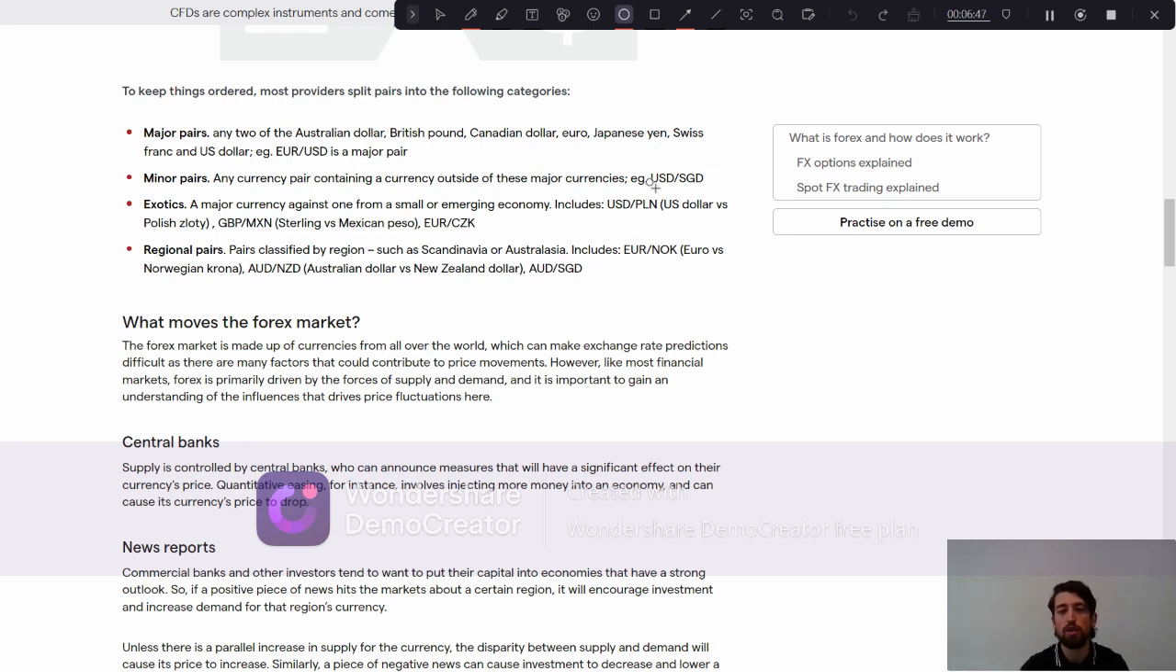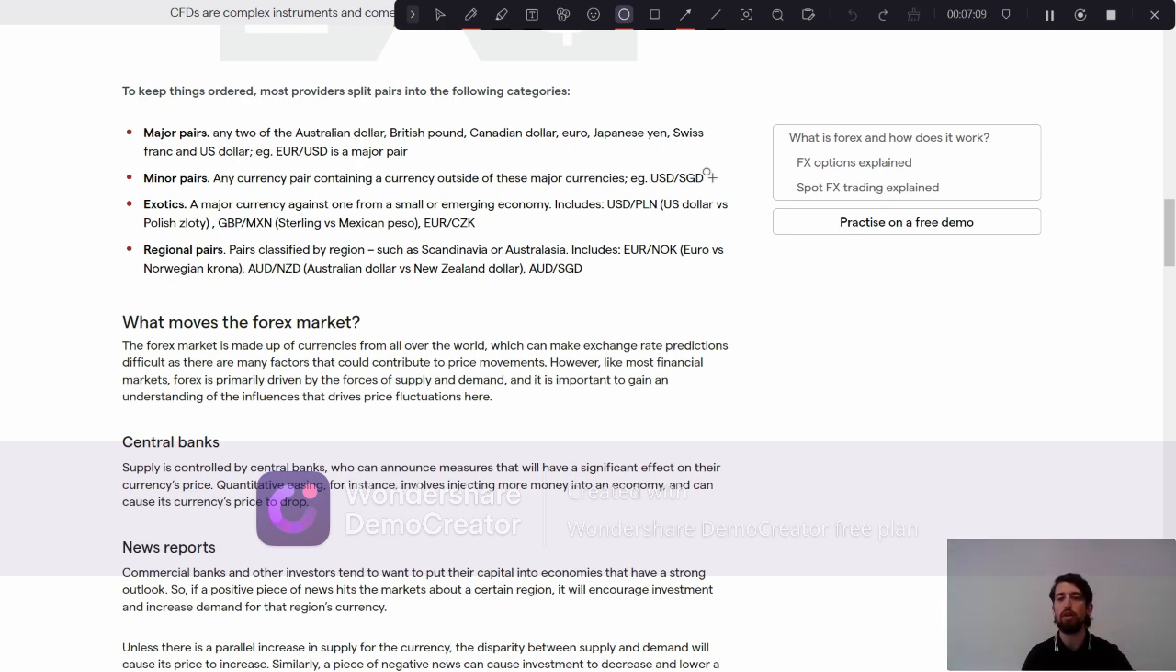I'm pretty sure the SGD is the Singaporean dollar, but we would also say that these pairs have a stable economy. It's just not strong. For example, the New Zealand dollar or the Swedish krona: really good, strong, stable economies, but they just don't have the overall momentum. They don't have the volatility.